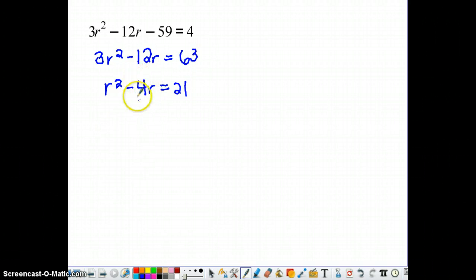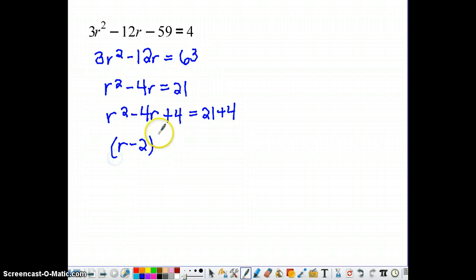So I'm going to divide negative 4 in half, and then I'm going to square it. So that gives me r squared minus 4r. Negative 4 divided in half is negative 2. And then when I square negative 2, that's positive 4. So I'm going to add 4 here and 4 here so that my equation stays balanced. The left side needs to be factored. That becomes the quantity r minus 2. And instead of writing it twice, I'm going to square it. And that's equal to 25.